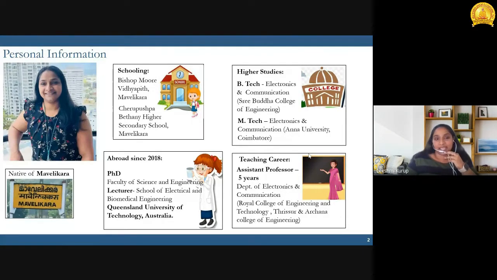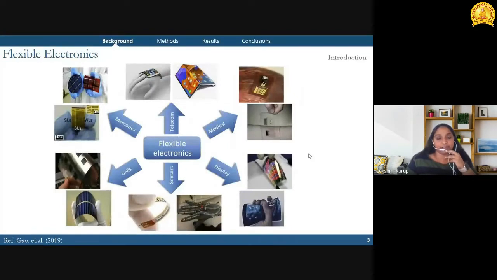So I'll move on to the topic. As an introduction, I'll start with flexible electronics. Since you are electronics and communication engineering students, you would have an idea of what flexible electronics are, right? I'll just give a brief idea. It would be a surface-level overview of flexible electronics, an introductory talk, before going deep into the main topic.